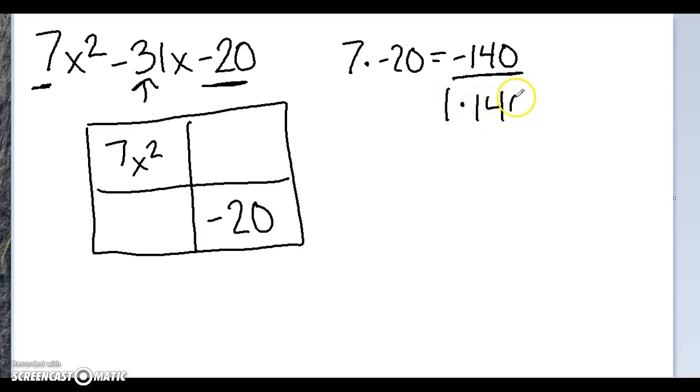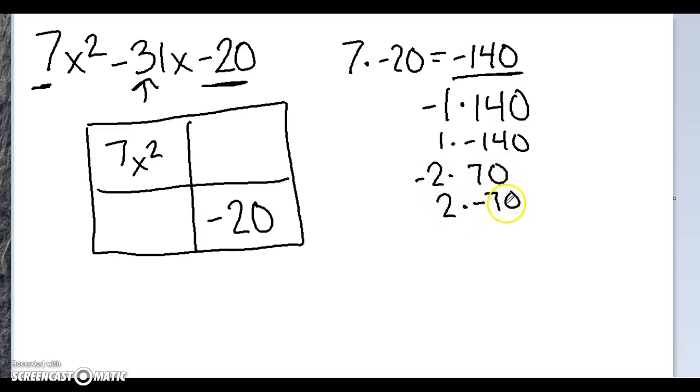So 1 times 140. One of these numbers needs to be negative, since a negative times a positive is what gives me a negative number. But I don't know which one, so it could have been positive 1 times negative 140. This is divisible by 2, so 2 times 70. Again, one of these numbers had to be negative. I'm not sure which one it was, so I'm going to list both options here. This number is not divisible by 3. It is divisible by 4. 4 times 35. Again, one of these had to be negative. I'm not sure which one.